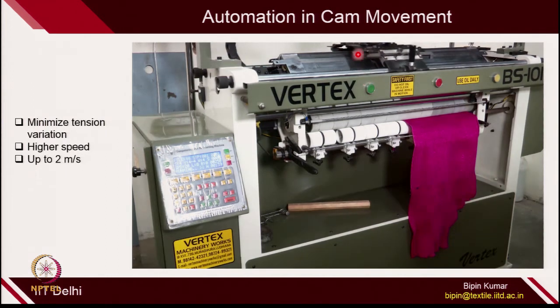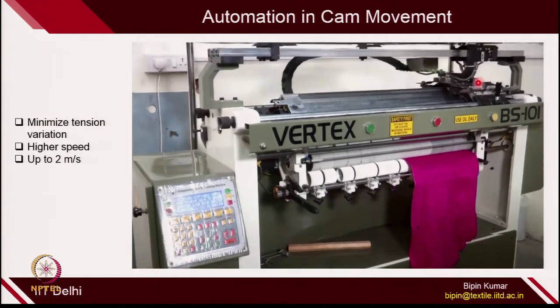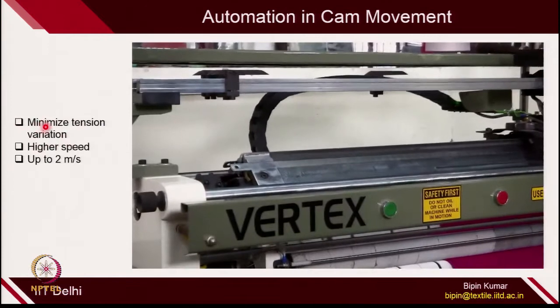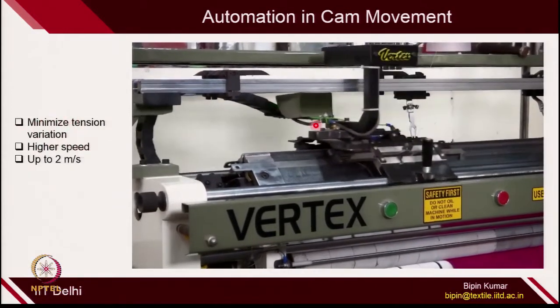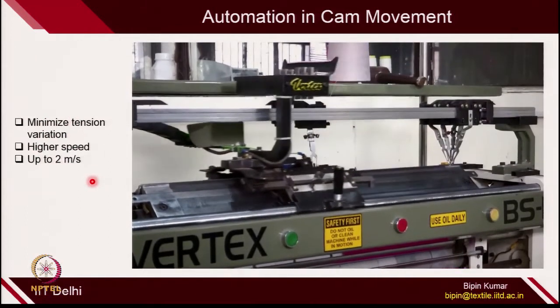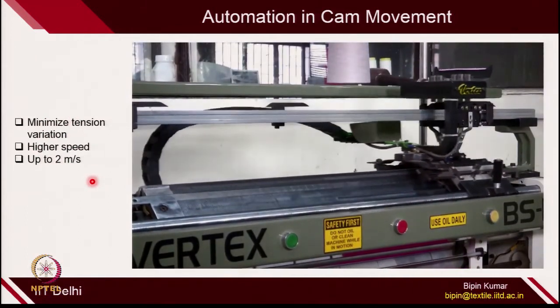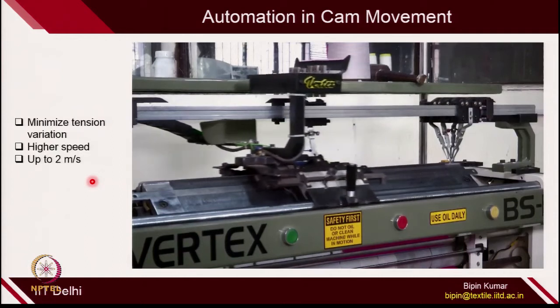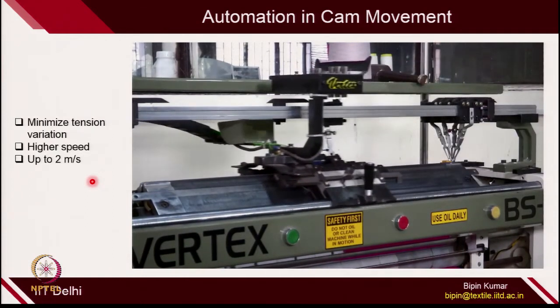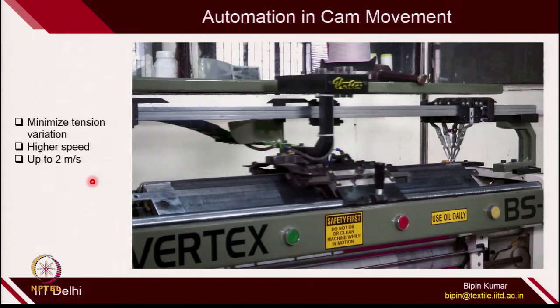Here you can see the carriage is moving with the help of electronic motors, and because of that you have minimum tension variation, and the carriage speed can also be controlled, and we can reach up to 2 meters per second. So many things can be solved because of a simple advancement. First of all, this carriage movement will always be uniform, so the tension variations will be minimized.